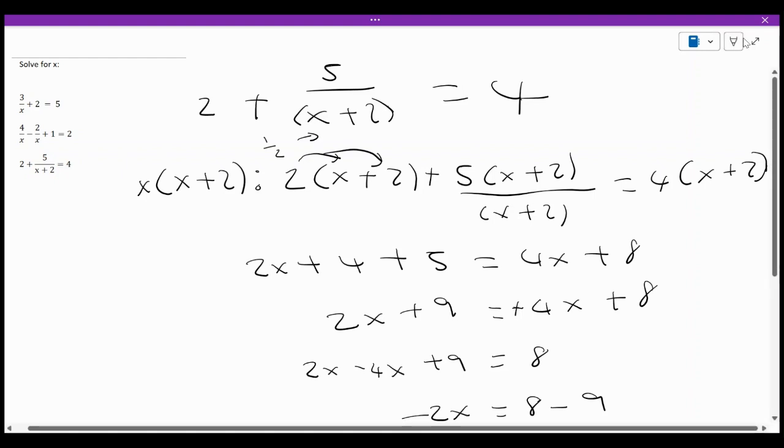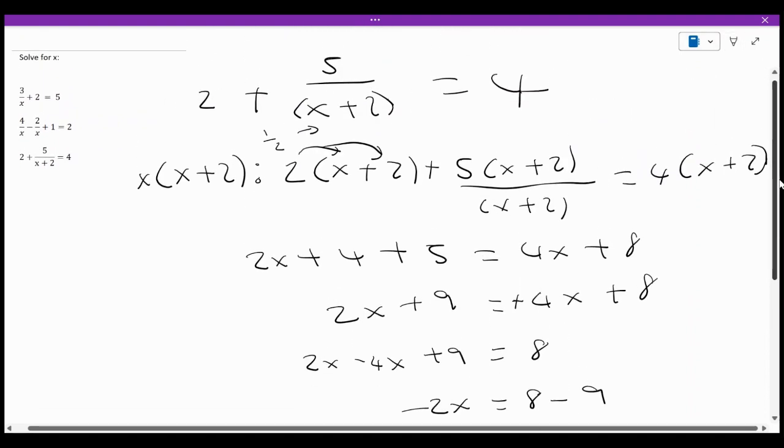Right? There's no set way of doing equations. You can skip steps when you know what you're doing. But just make sure that the examiner will also understand where you're at.